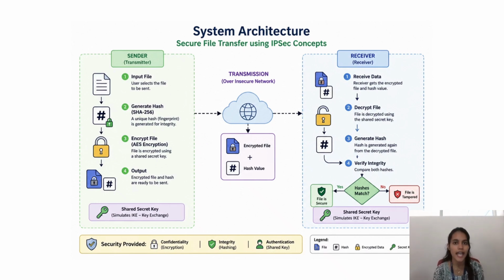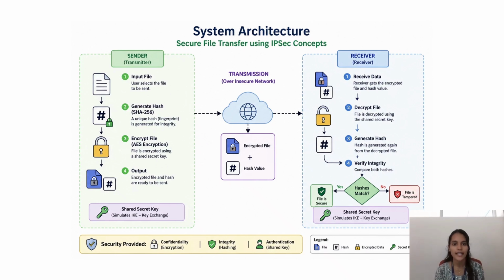After generating the hash, the file is encrypted using AES encryption. This ensures that the data becomes unreadable to any unauthorized user, thus maintaining confidentiality. The encrypted file along with the generated hash is then transmitted over the network. Since the data is encrypted, even if an attacker intercepts it, they cannot understand the content.